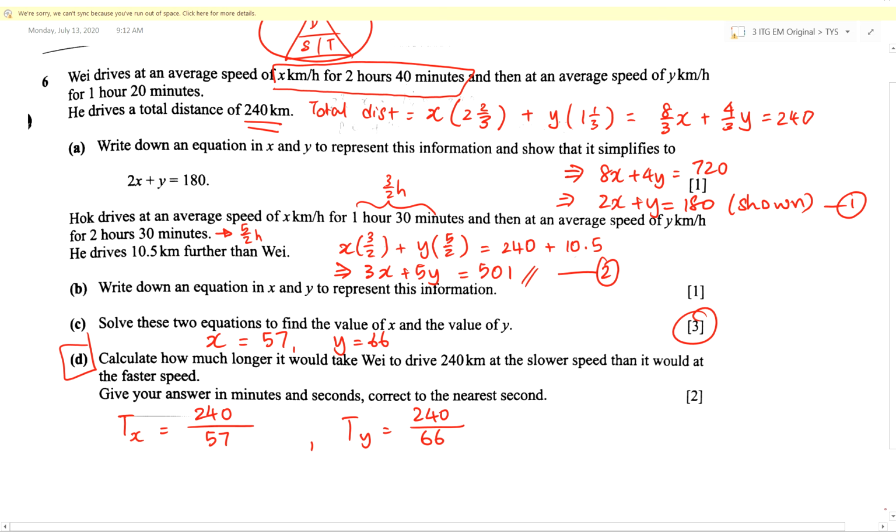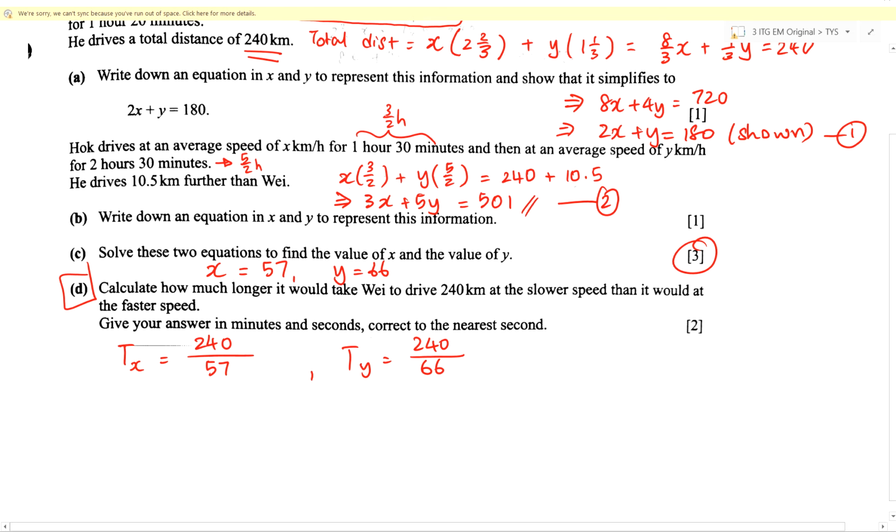So over here we will have two different values. One is bigger than the other. So take the bigger time minus the smaller time and we'll have the difference. And after that, just make sure you convert it properly to minutes and seconds.